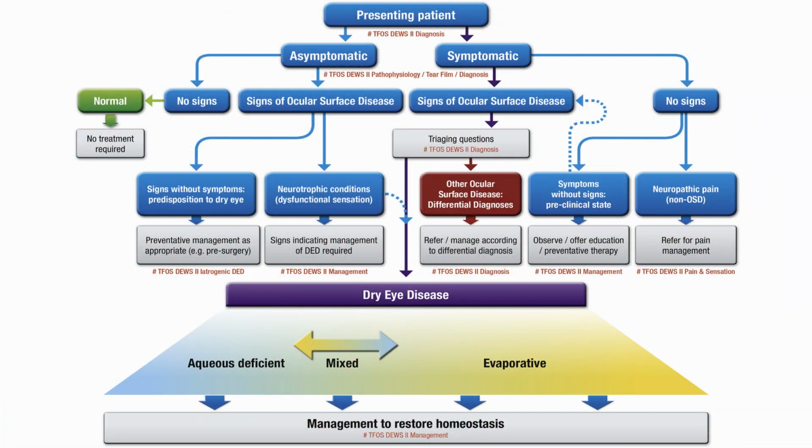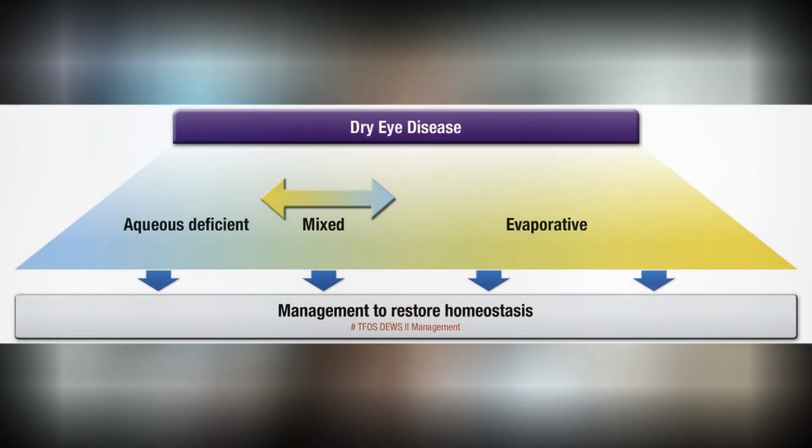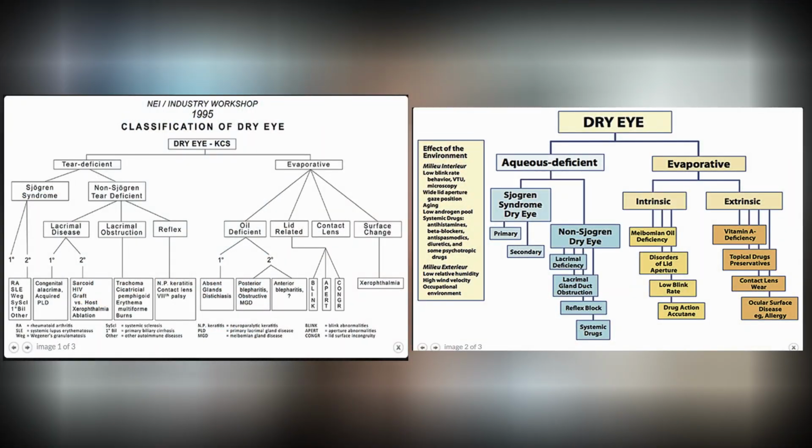We will focus first on the 2017 TFOS DEWS II classification scheme. Furthermore, let's just focus on that bottom portion. This represents the etiological classification of dry eye disease. It highlights the two predominant categories, aqueous deficient dry eye, or ADDE for short, and evaporative dry eye, EDE for short. If you were to take a look at past schemes, these categories have been relatively consistent.